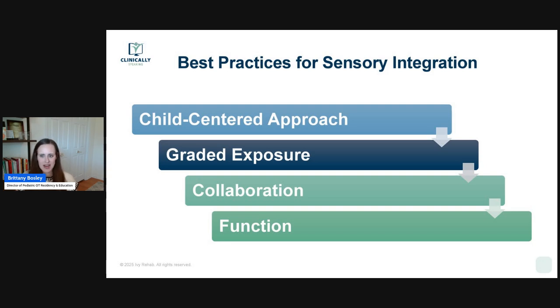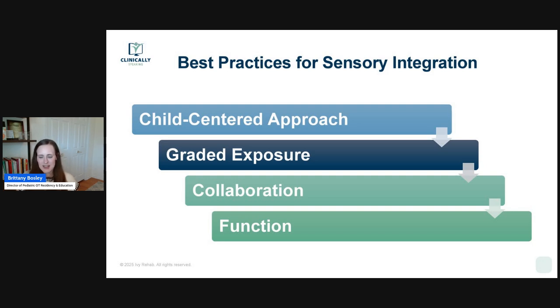The next best practice is graded exposure, so gradually introducing sensory experiences to increase tolerance. Therapy should be progressive and gradual in terms of introducing new sensory challenges to that particular child. And collaboration. Collaboration with families, caregivers, and teachers is essential for reinforcing strategies across all environments and ensuring consistency across all the settings in which a child will be. Consistency in sensory strategies ensures that an individual can generalize the skill, leading to better long-term outcomes.